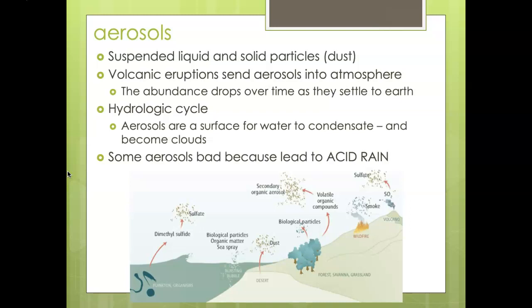So pretty much every raindrop has a little bit of dirt in it, right? Some aerosols are bad because they lead to acid rain. The image below shows some of the different inputs of aerosols into the atmosphere, whether it's from plankton, sea spray, dust from the deserts, particles from forests and grasslands, VOCs, smoke from wildfires, and then sulfates. Sulfur dioxide comes out of a volcano, and then in the atmosphere it turns into sulfate. So those can become sulfuric acid. That could be bad.